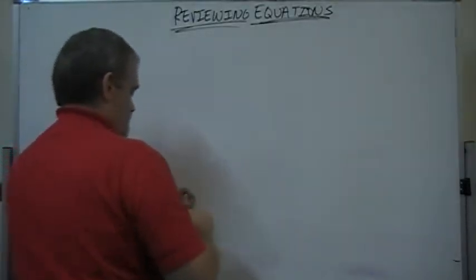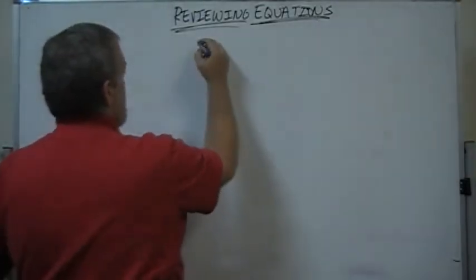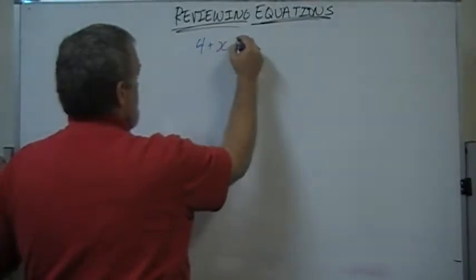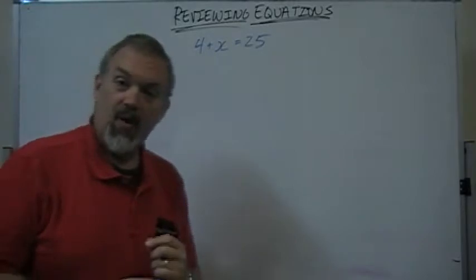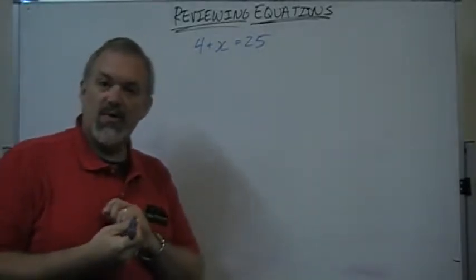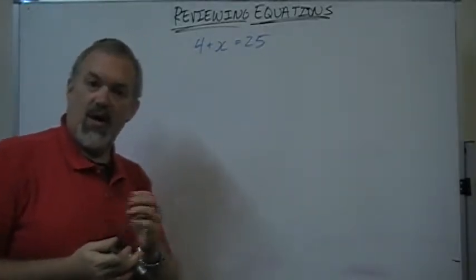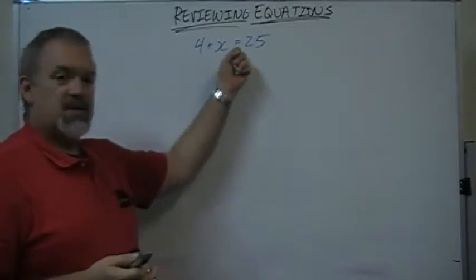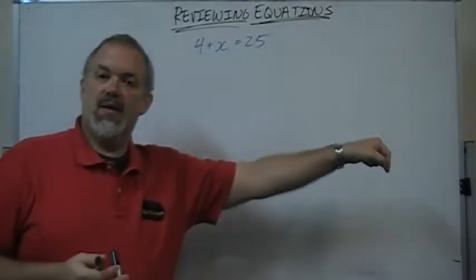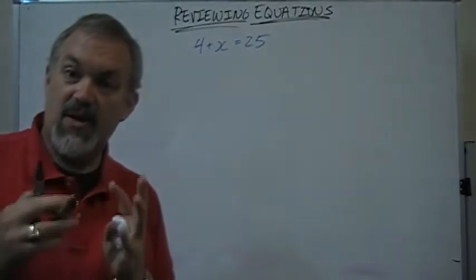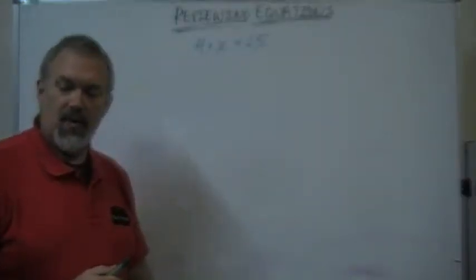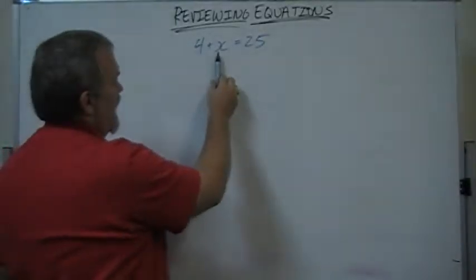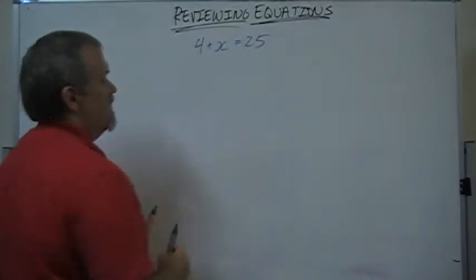Okay, let's try this. 4 plus x equals 25. Now, in primary school, we always follow equals with the answer, but now that we're in high school, we don't do that. Equals does not mean and the answer is, because what we want is not the answer, but the solution. We want the value for x that makes this true. So in order to solve this, what do we need to do? Well, we need to find a number that added to 4 gives me 25.